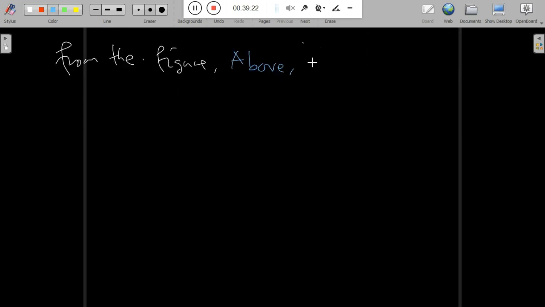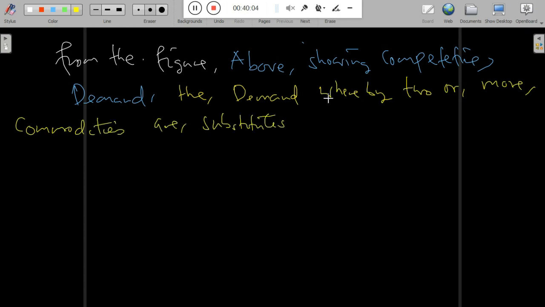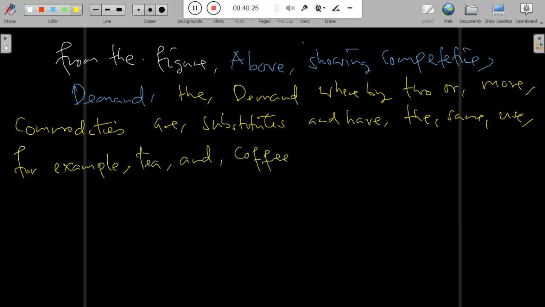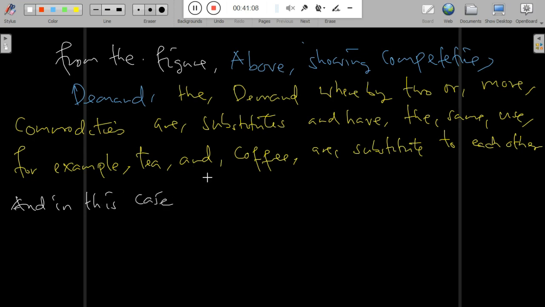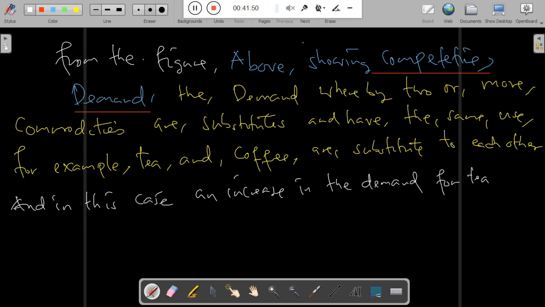So from this kind of composite demand curve, the curve shows that two or more commodities are substitutes, they have the same use. Tea and coffee are substitutes to each other. So an increase in demand of tea will lead to a decrease in demand for another. In this case, an increase in demand of tea will lead to a decrease in demand of coffee, as you can observe.